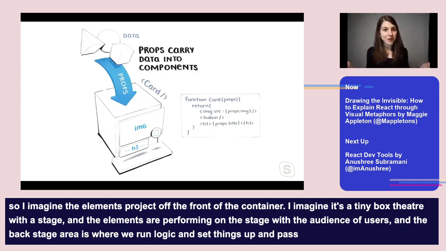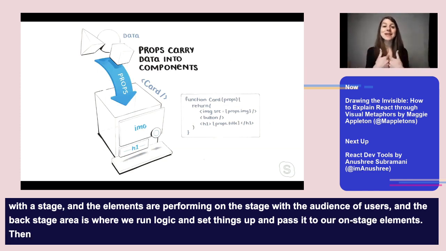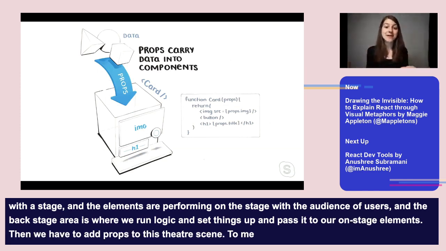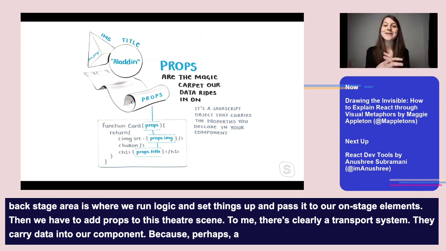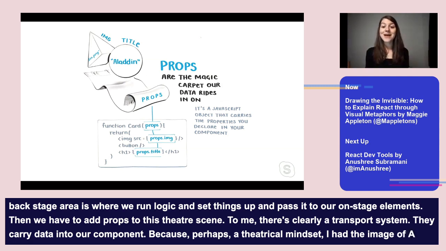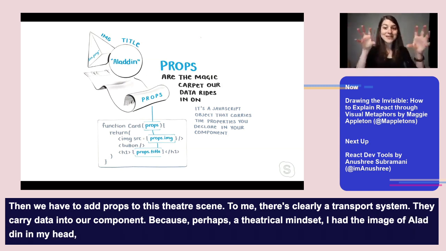And then we have to add props to this theater scene. And to me, they're clearly a transport system. They carry data into our component. So because perhaps I was in a theatrical mindset and I had some image of the West End performance of Aladdin in my head, props made the most sense to me as magic carpets carrying that data. I figured components were separated in space and they needed something with flight power to move between them, so we got carpets.